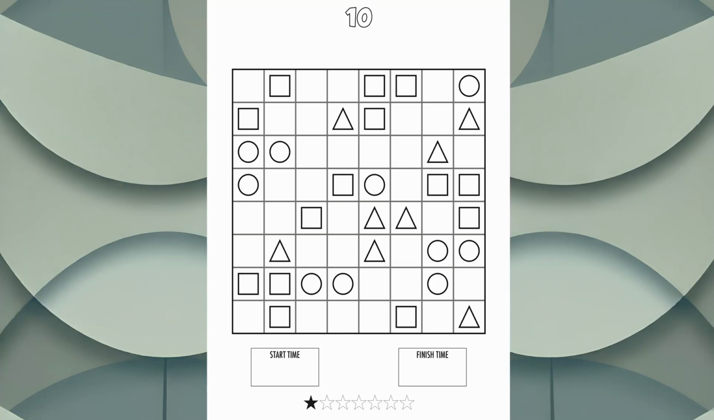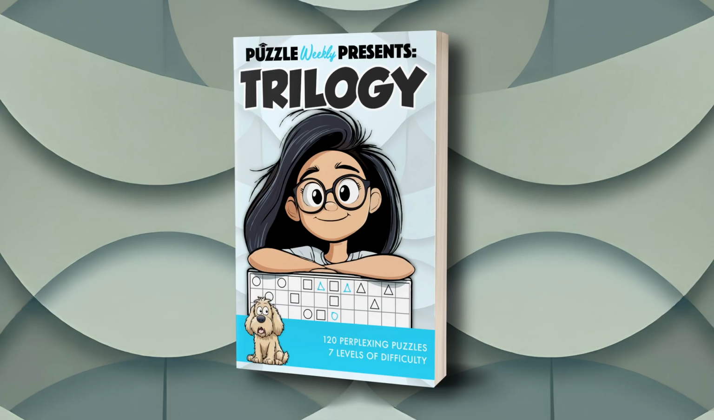Hi, today we're looking at a very interesting little logic puzzle called Trilogy. This is what the board looks like, and as you can see, this puzzle has no numbers. Instead, the puzzle is based around symbols like the square, triangle, and circle. 3 symbols, hence the name. Now, this is a very simple 1-star level 1 puzzle. This has come from Puzzle Weekly presents Trilogy. It's a very nice, easy starter puzzle, which is ideal to learn the rules.